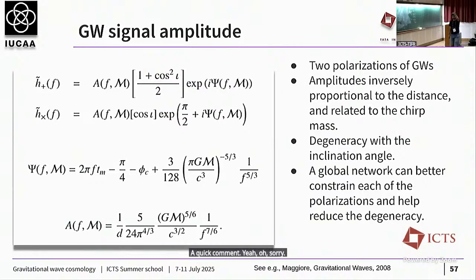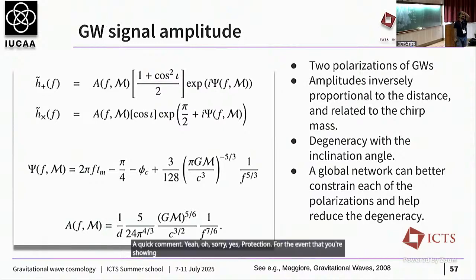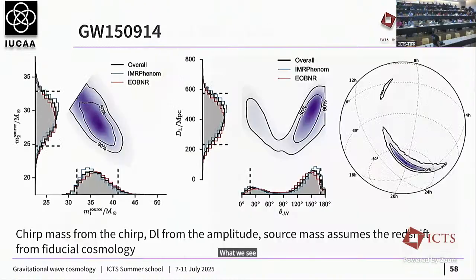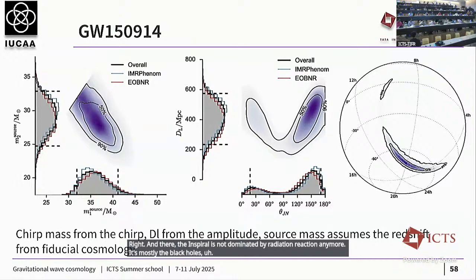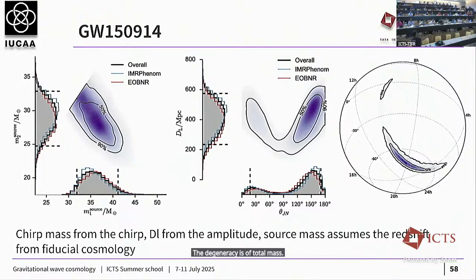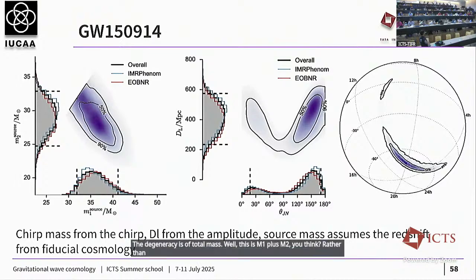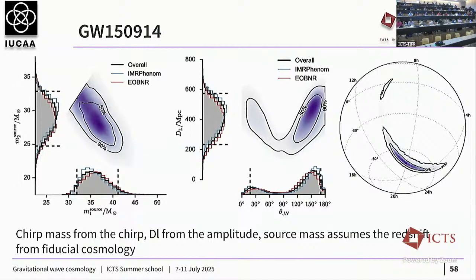Yes, Prayush. For the event that you're showing, what we see is mostly the very last cycles before merger and the merger. There, the inspiral is not dominated by radiation reaction anymore. It's mostly the black holes plunging into each other. So the degeneracy is of total mass. Oh, this is M1 plus M2, rather than the chirp mass itself? Exactly. It's the total scale of the problem. I see. So you should check these things out.